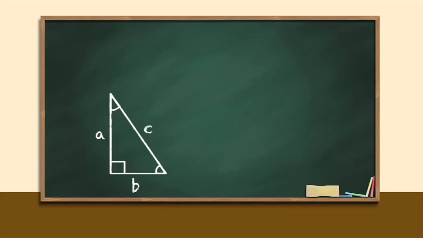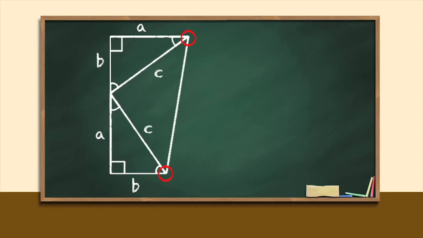Among them, there's one interesting proof, which is to use the formula of area of trapezium to prove it. Firstly, put the identical triangle horizontally onto the original triangle this way. Draw a line connecting the 2 vertices. Then we make a trapezium. These 2 angles are 2 acute angles of the right-angled triangle.